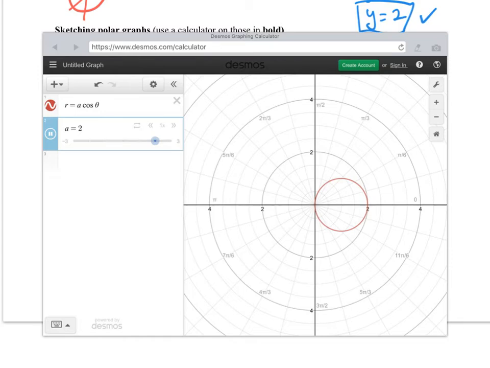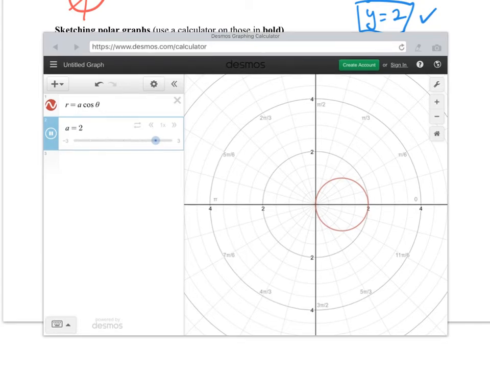Now what would happen if I changed the cosine to sine? Conjecture and think about it. And if you guessed it went up and down instead of left and right, you would be right. And so we go up to a value of positive 3 at its biggest, and then negative 3 when it's at its smallest. And so that value of a determines if you're up above or if you're down below.